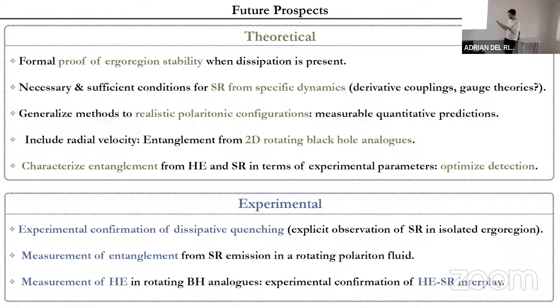If the negative norm modes are not available, you don't have superradiance. Measure entanglement from a rotating polariton fluid or any kind of rotating configuration with superradiance, and then measure the Hawking effect with its entanglement in rotating black hole analogs, and then have experimental confirmation of this interplay between Hawking emission and superradiance that has been predicted in rotating black holes.